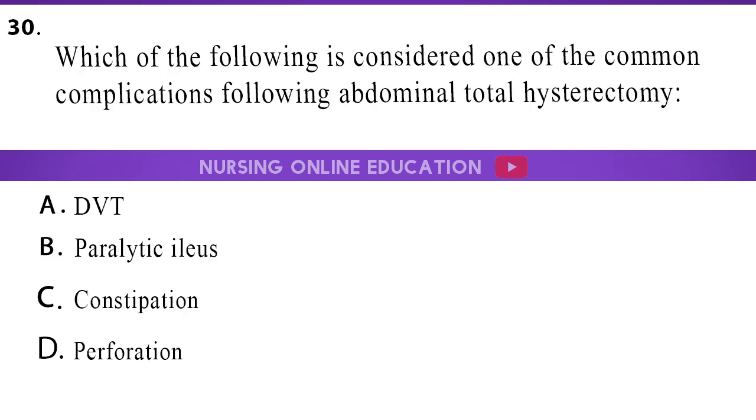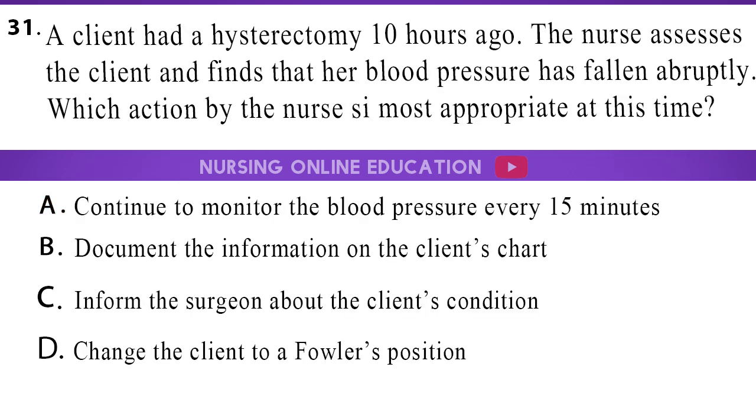Which of the following is considered one of the common complications following abdominal total hysterectomy? A. DVT, B. Paralytic ileus, C. Constipation, D. Perforation. The answer is option A. DVT. 31. A client had a hysterectomy 10 hours ago.